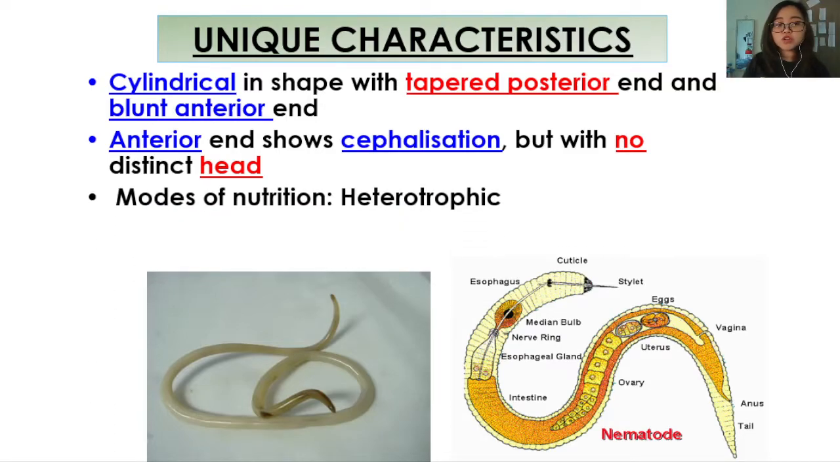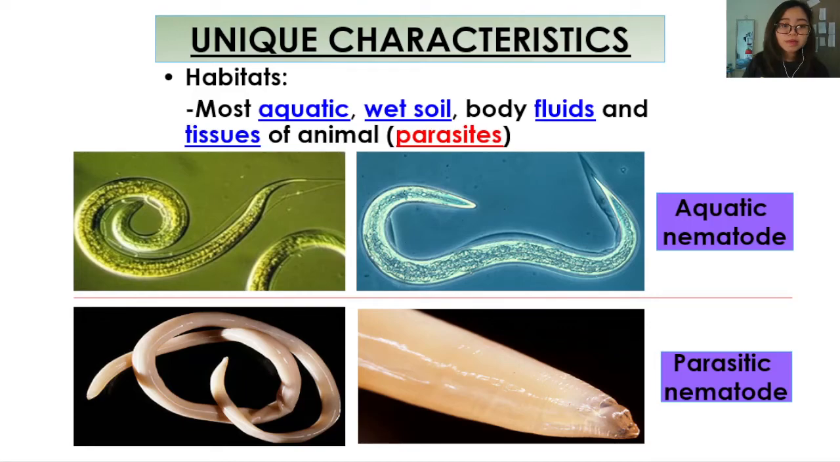The mode of nutrition for nematodes is heterotrophic. They can usually be parasitic organisms. The habitats of nematodes are mostly aquatic, wet soils, and body fluids or tissues of animals. So this is when they are usually living as parasites. Some of them can be free living, and if they're free living, you will find them in aquatic environments or in wet soils. So here we have two pictures of two species of aquatic nematodes, and down here we have two pictures of two separate species of parasitic nematodes.